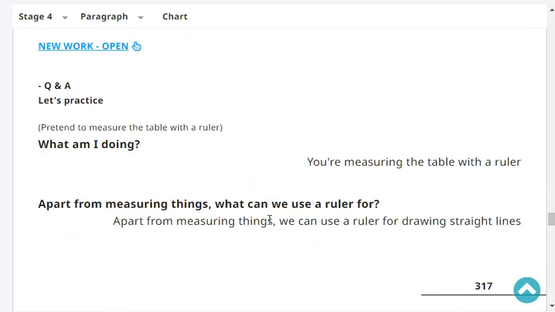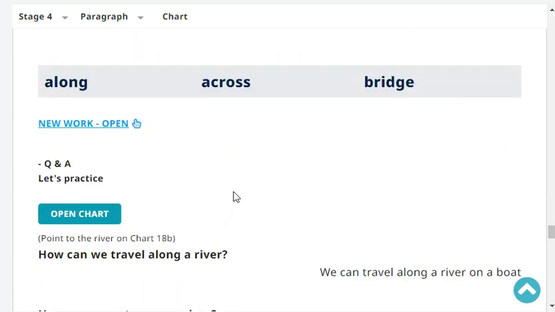Okay, what am I doing? You're measuring the table with a ruler. Apart from measuring things, what can we use a ruler for? Apart from measuring things, we can use a ruler for drawing straight lines.